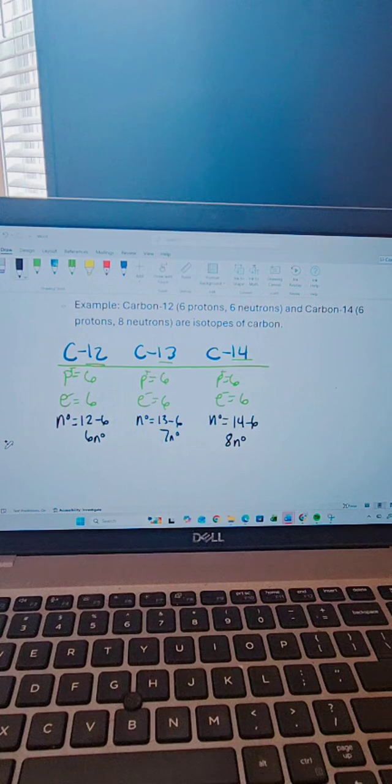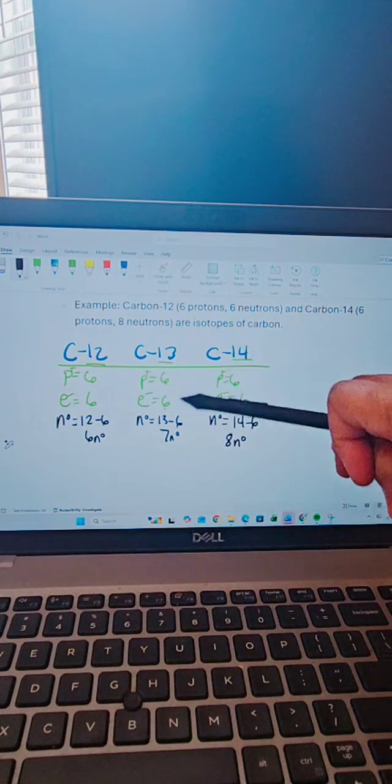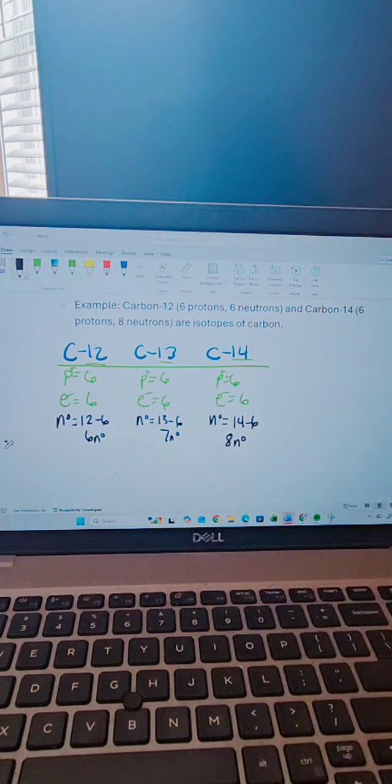So if I told you to give me the protons, electrons, and neutrons for an element, if it has an isotope, meaning a twin, or a third or fourth or fifth type of the same element, then you're going to write the same thing for the protons and electrons, but what's going to change are my neutrons. Not all elements have isotopes, though. Only a select few do.